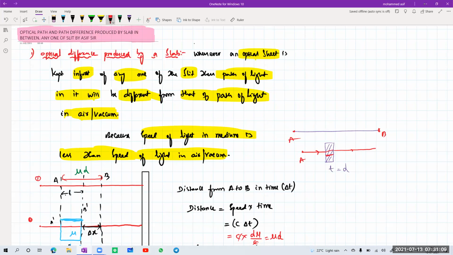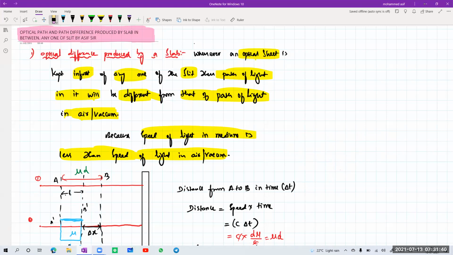In order to equate this AB, what we need to do, beta? What we need to do? We need to even add this extra distance. Then only the distance traveled in the air will be equal to the distance traveled in the slab. ఆంతే కదా? Is it clear? Whenever a sheet is being kept in the light, in between the ray of light, it will travel some extra distance. That extra distance is called the optical path. That extra distance is called as what? Optical path. Is it clear for everyone?